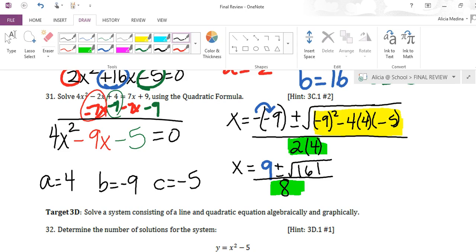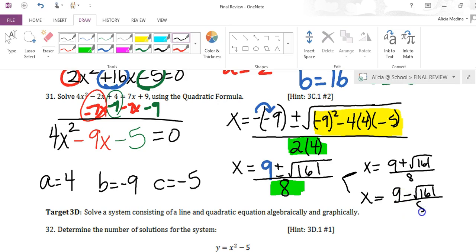Note that it is still 2 answers. If you want to split it up, you can. You can say x equals positive 9 plus the square root of 161, over 8. And the other answer would be x equals 9 minus the square root of 161, over 8. Right, so those are our 2 answers.